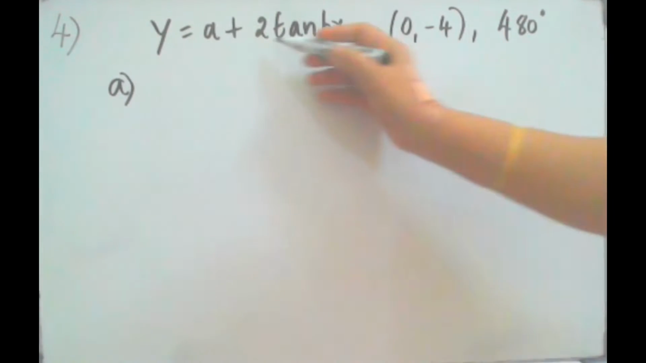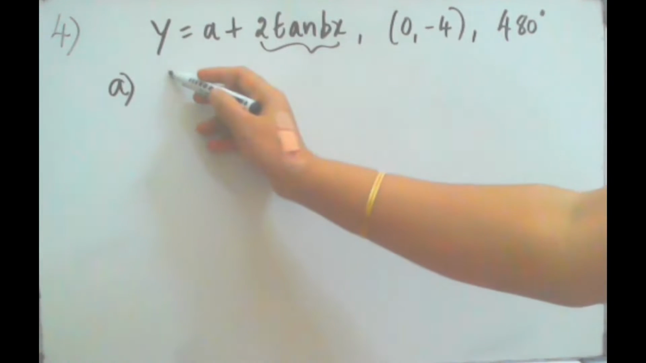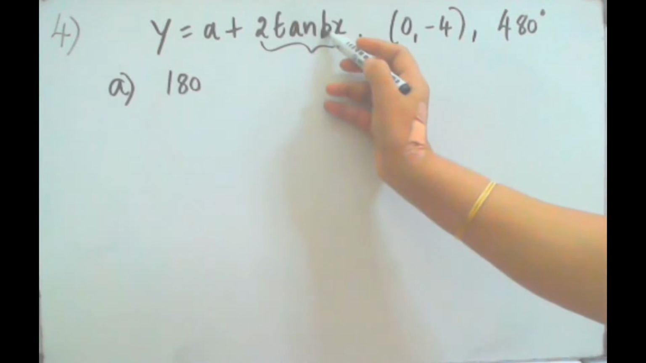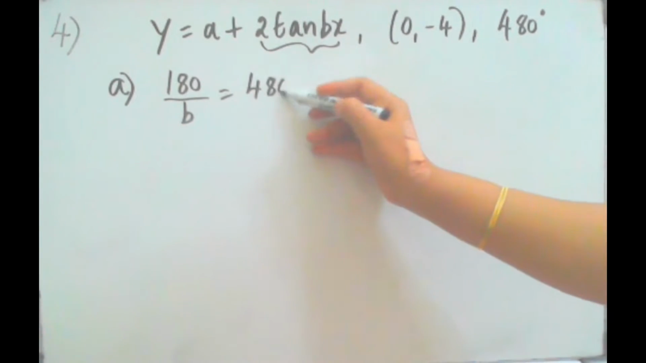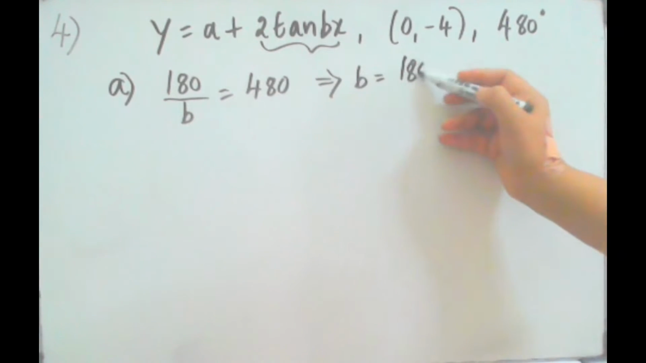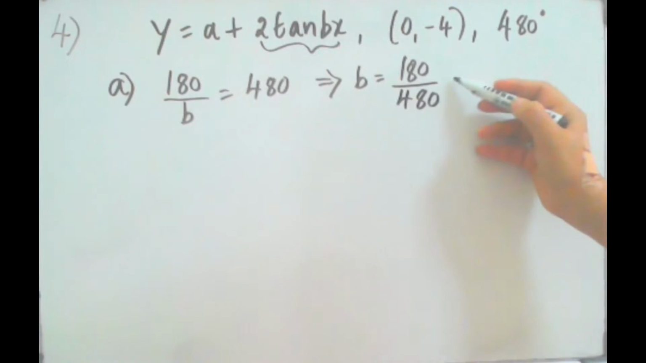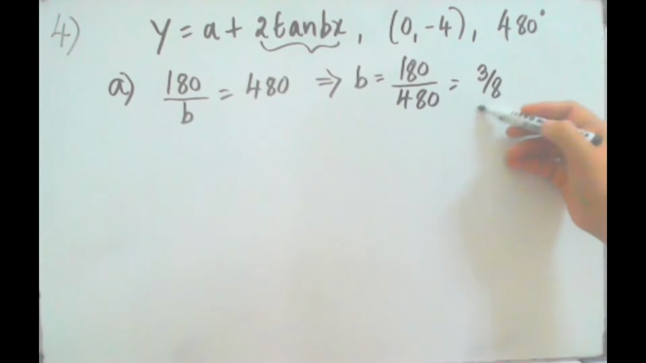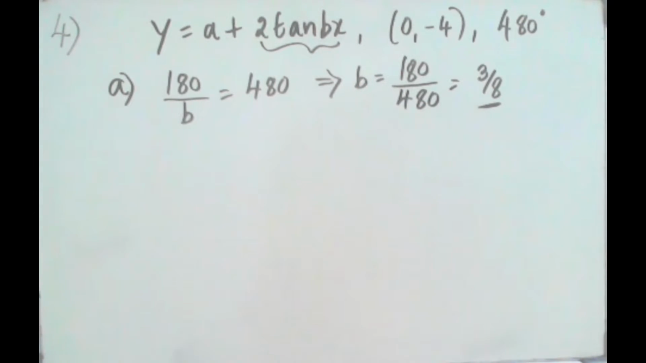So first of all, we have a tan function here. We know the period of tan is 180 degrees. That means 180 divided by this b has given us this new period, which is 480. So from here it follows that b is equal to 180 divided by 480, which is 3 over 8. So that is straight away the answer for b.